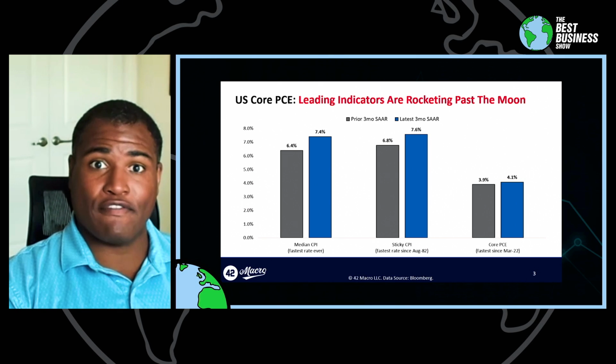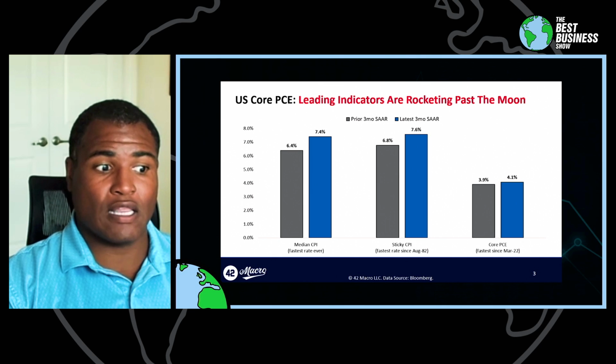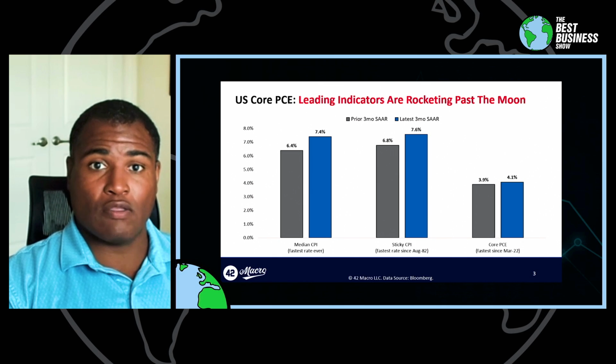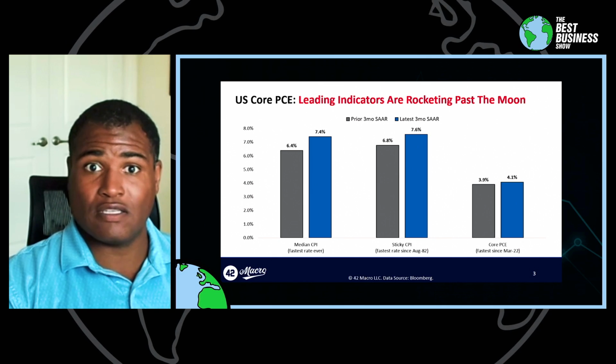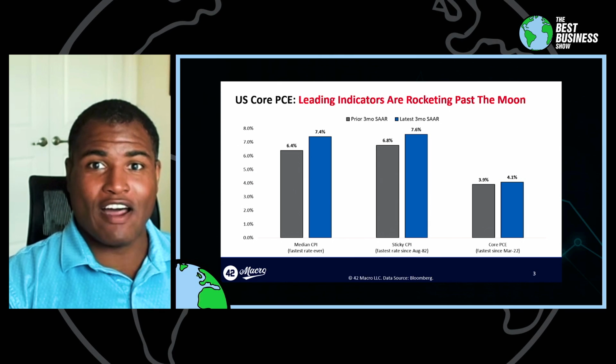The Atlanta Fed's sticky CPI, as I mentioned earlier, is accelerating at 7.6% on a 3-month annualized basis, the fastest print we've seen since August of 1982. Neither you nor I nor John were born in August of 1982.